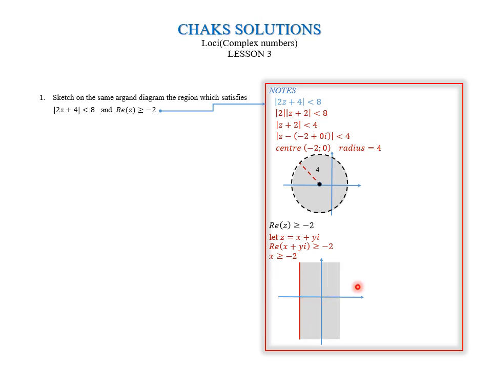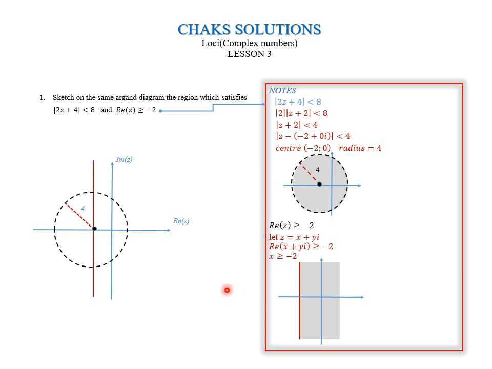Now we want to combine these two regions. So let's combine here: imaginary axis, real axis. We have the first circle, so we put our center at (minus 2, 0) with a radius of 4 units. Then we also have the line x equals minus 2, which is continuous. Now we combine the first region and the second region, and it will be this part. We shade this part, that's the intersection of these two regions.